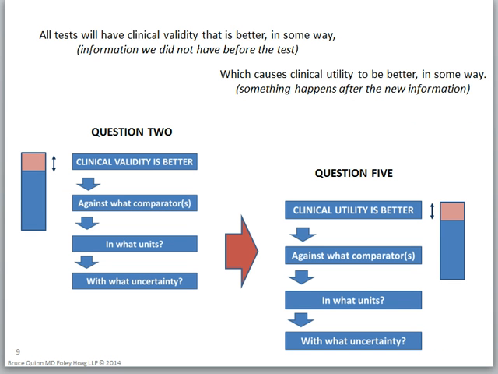The theory is that all tests have clinical validity that is better in some way, and that drives clinical utility, which also should be better in some way. And the left side of the chart drives through an arrow and becomes the right side of the chart.